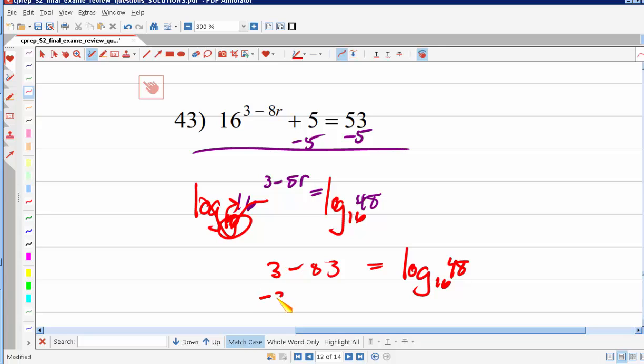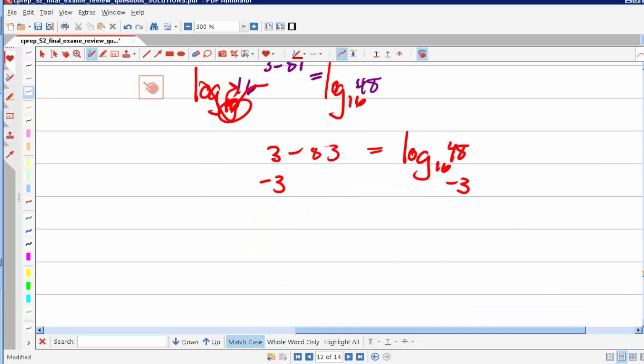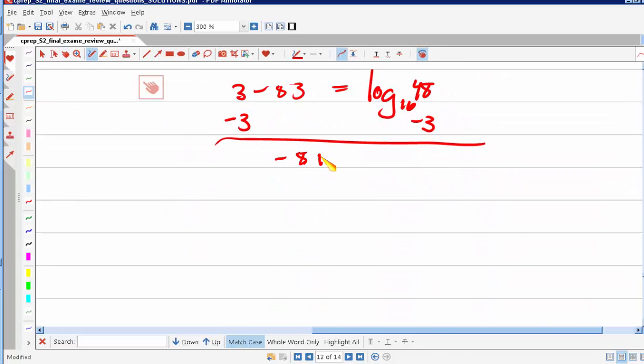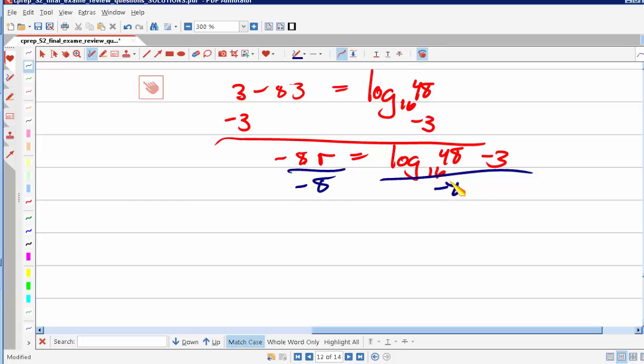Okay, so now I'm going to solve that equation. I'm going to subtract 3, and lastly divide by negative 8. So I'm going to get negative 8r. What was I working with? r? Yes. Negative 8r equals log 48 base 16 minus 3. Divide by negative 8. And that's all you can do. So you get r equals log 48 base 16 minus 3 all over negative 8.